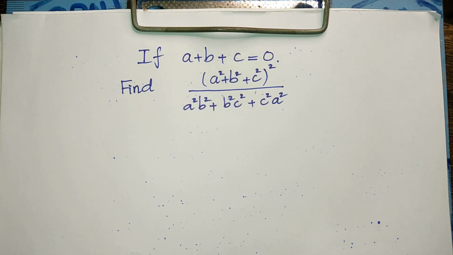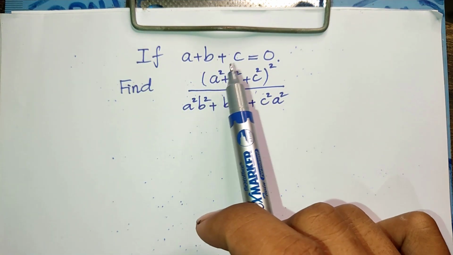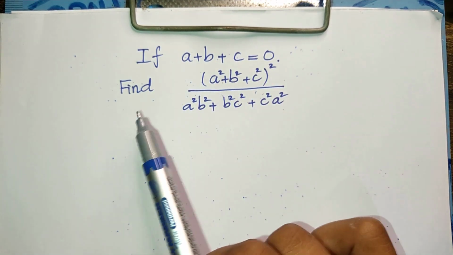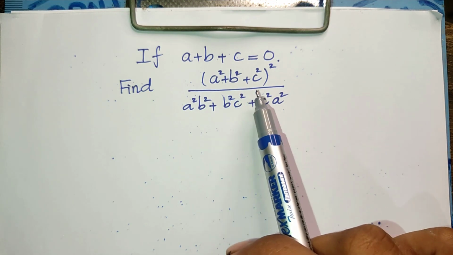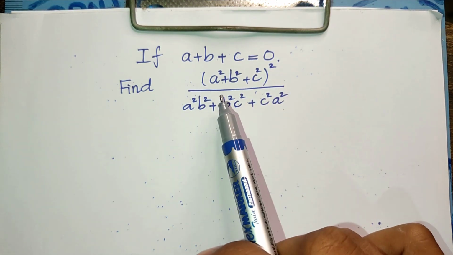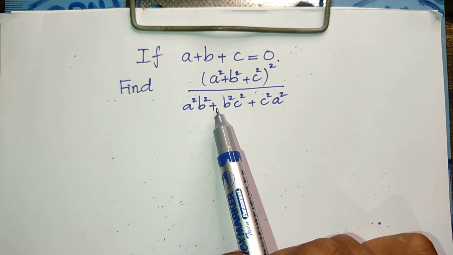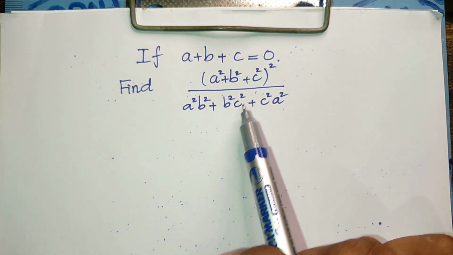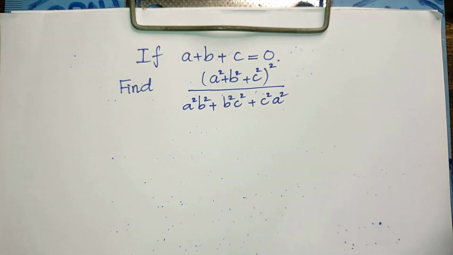Today I have one exercise. If A plus B plus C equals 0, find the value of the expression (A squared plus B squared plus C squared) all squared, divided by A squared times B squared plus B squared times C squared plus C squared times A squared. Do you know how to solve this?